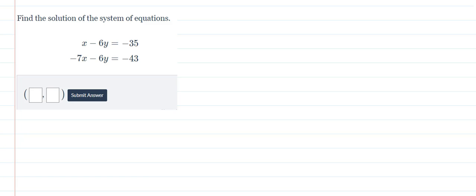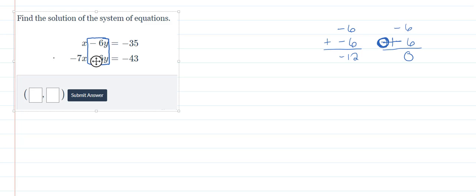So let's see. We're going to find the solution to the system of equations. We're going to use elimination. Right away, I'm seeing that these negative 6y's are the same. I'm just going to double check over to the side on a calculator. If I do negative 6 plus negative 6, I get negative 12. Negative 6 minus negative 6, well, minus a negative is the same as plus, so that's what's going to get me to 0. So I'm actually going to go ahead and subtract these two equations as my first step.